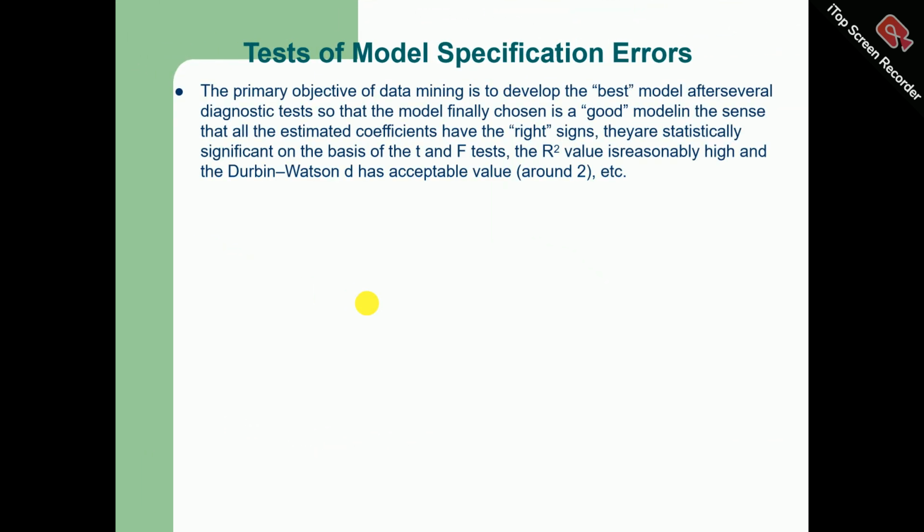The primary objective of data mining is to develop the best model after several diagnostic tests, so that the model finally chosen is a good model in the sense that all the estimated coefficients have the right algebraic sign and they are statistically significant on the basis of T and F tests, the R square value is reasonably high, and the Durbin-Watson d test statistic has an acceptable value of about 2. The people in the profession look down on the practice of data mining. That is, we shouldn't use data mining.